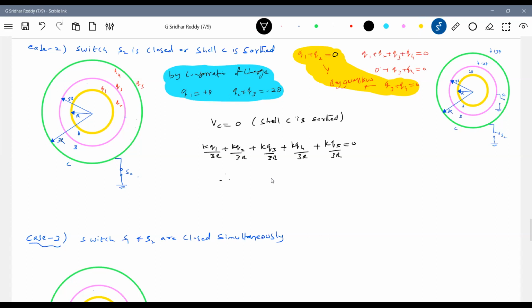Let's therefore, Q5 is 0. If Q5 is 0, let's come to this one. Q1 equal to Q, so Q2 equal to minus Q1. So Q1 equal to Q, Q2 equal to minus Q. So how much will be Q3? Q3 will be minus Q. Q3 is minus Q, then Q4 will be plus Q. This will be the final charges.